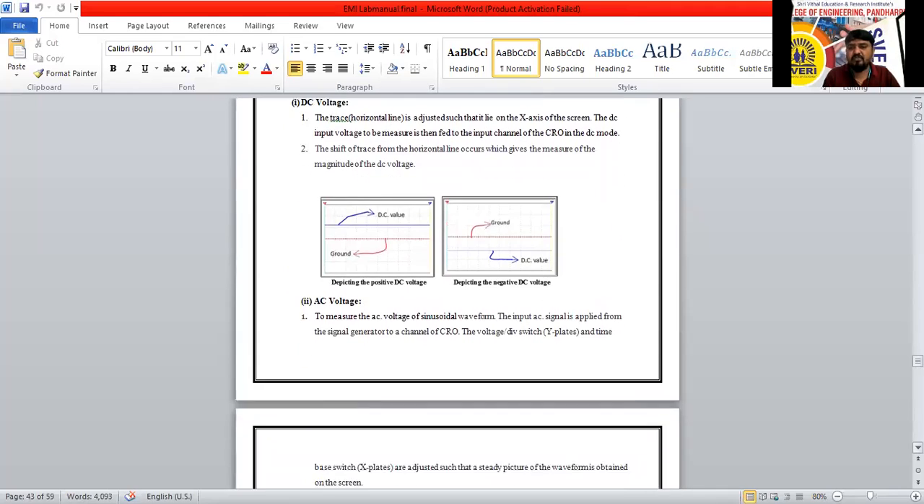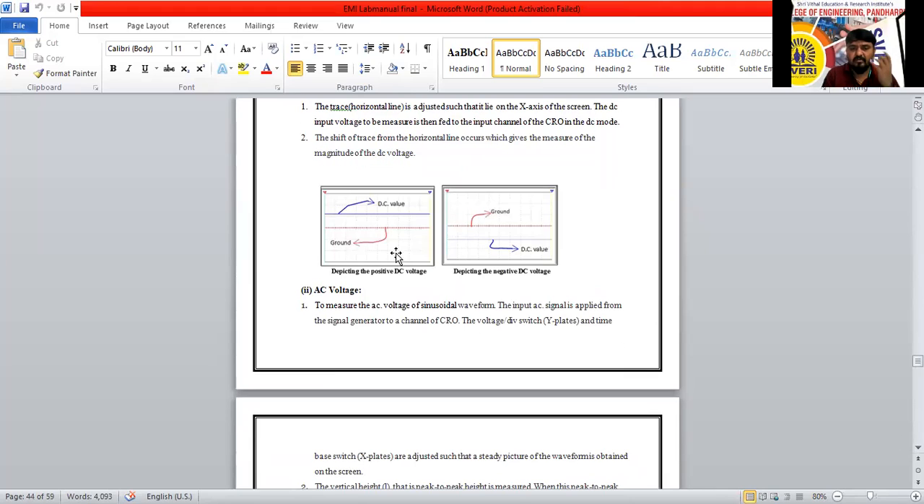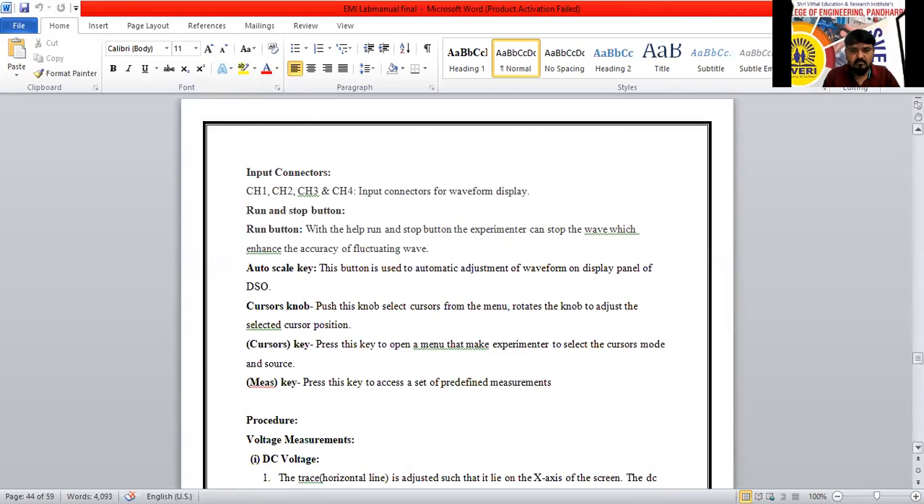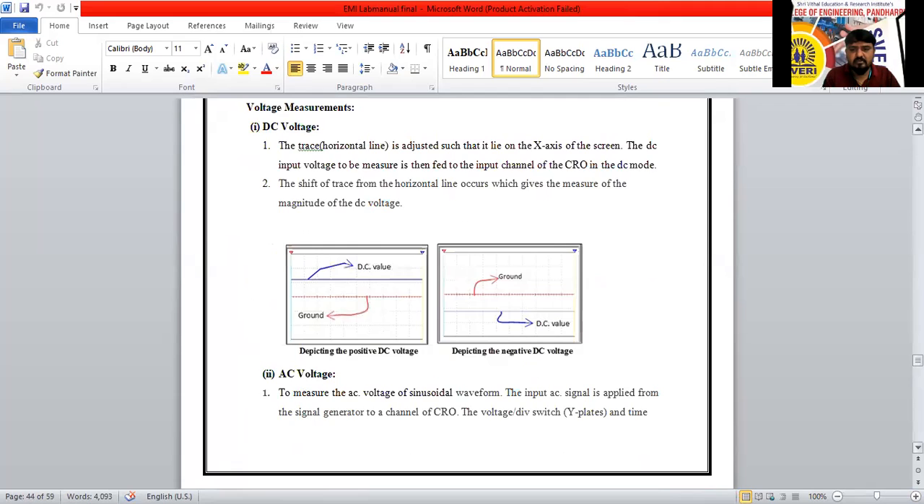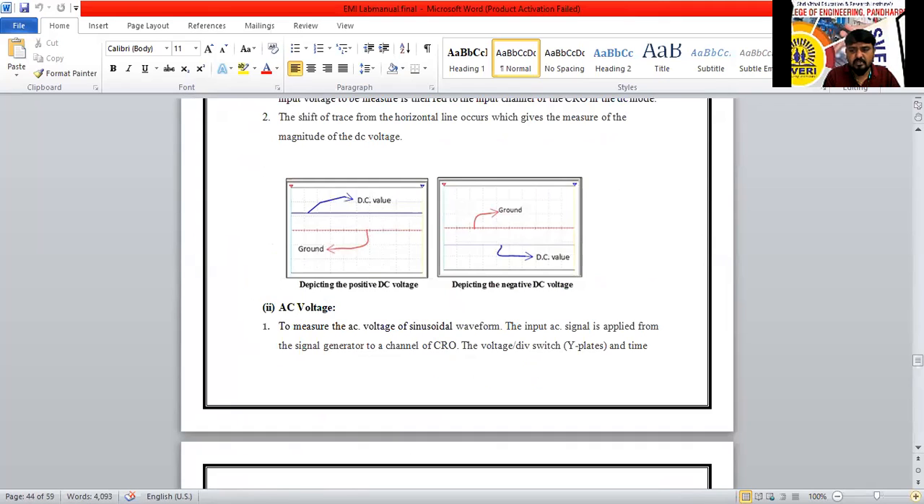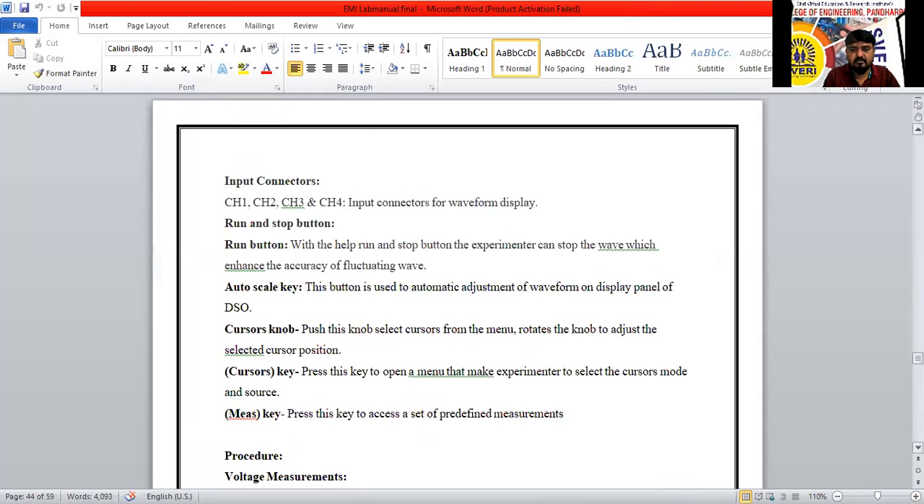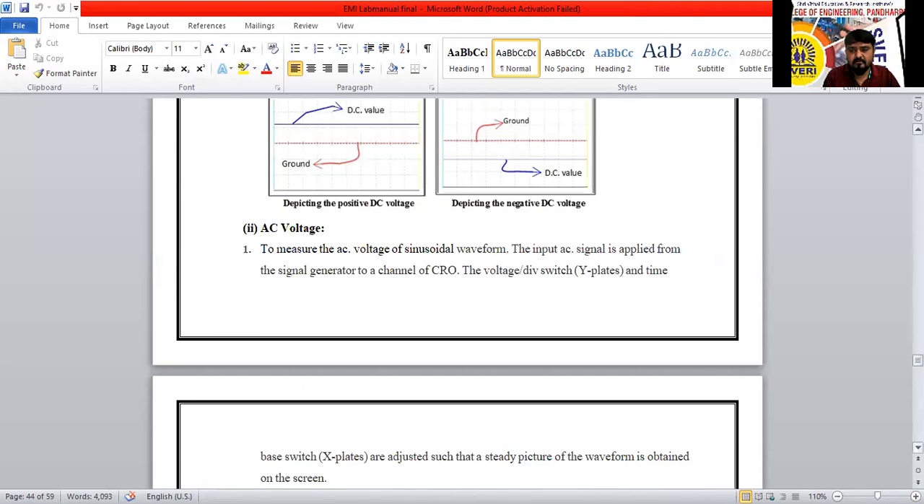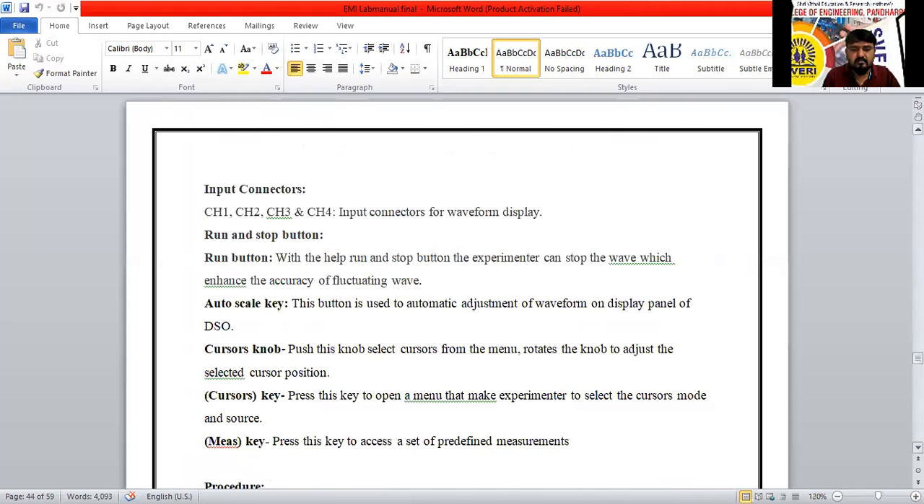This is the DC voltage, whatever the DSO is going to display here. Where did it go? See here. Is it visible? One second, let me enlarge the screen a bit. Is it visible? Yes, sir.